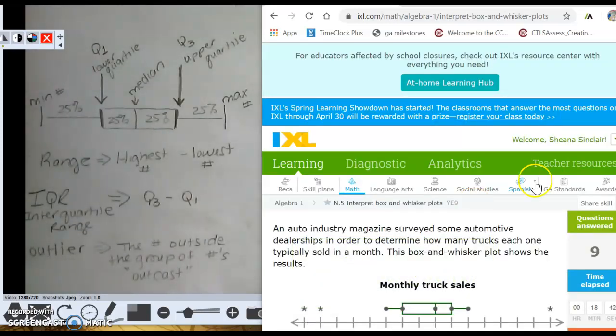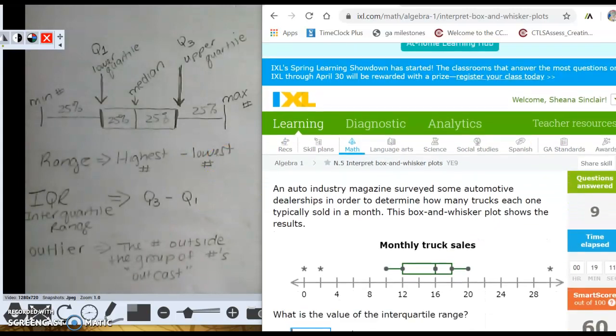Okay, so a few things that I just want to point out, questions that we didn't actually cover. The interquartile range is something that we haven't talked about. So the interquartile range is actually Q3 minus Q1. So Q3 is this line right here, and Q1 would be this line right here. So that's how you find the interquartile range. That is different from the actual range. The range is the highest number minus the lowest number. And something else that we didn't cover was the outlier.